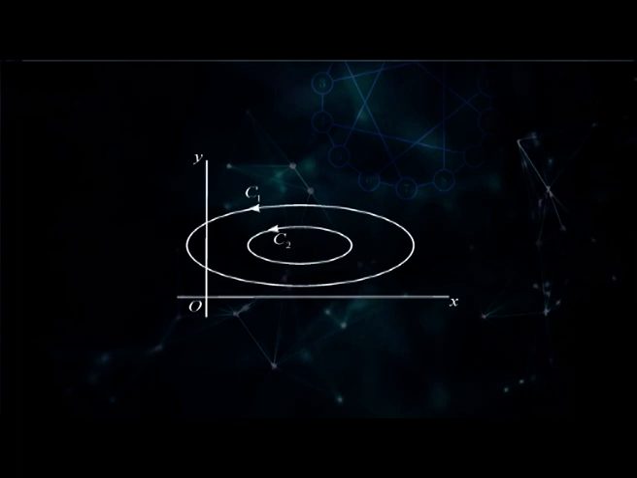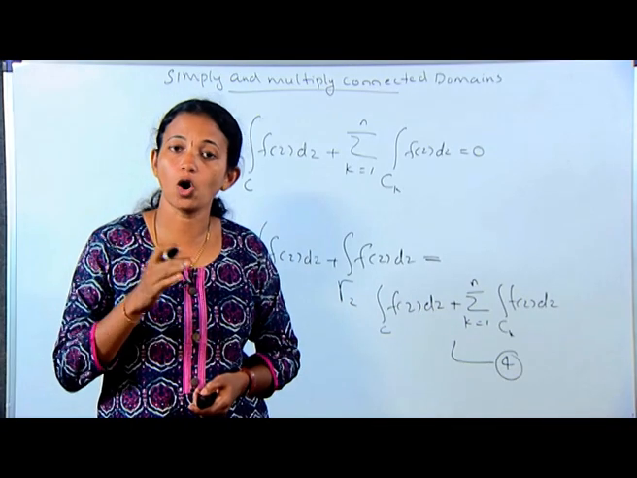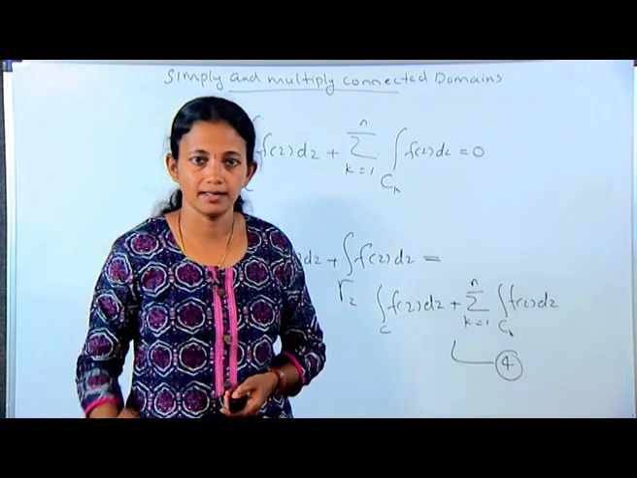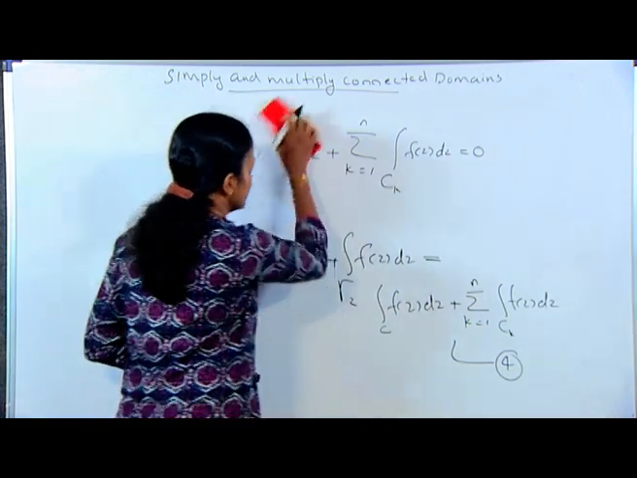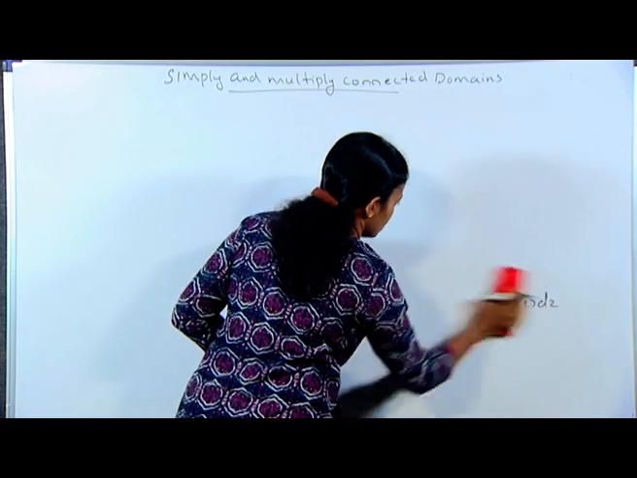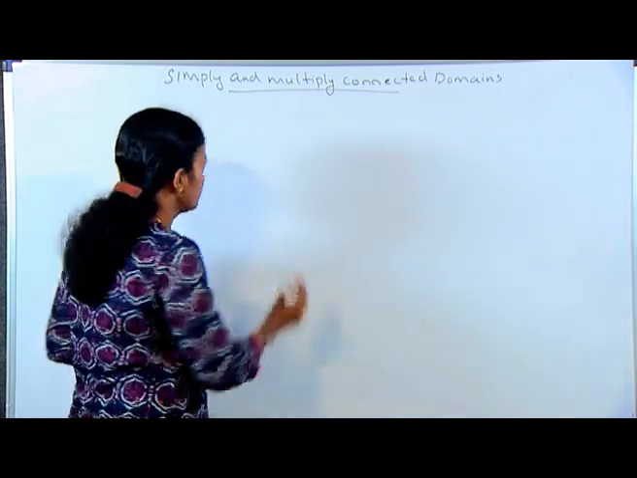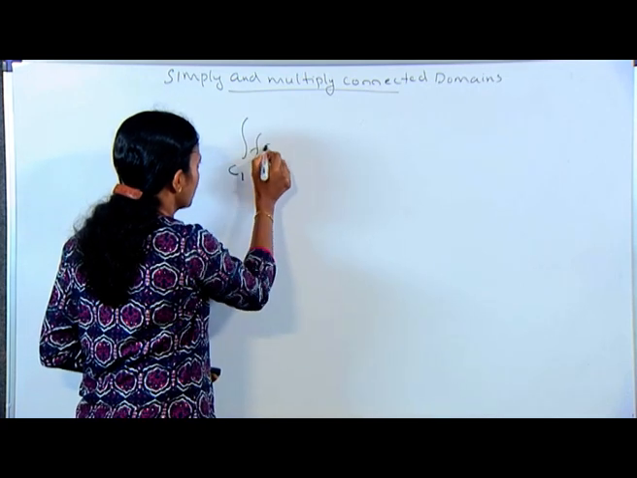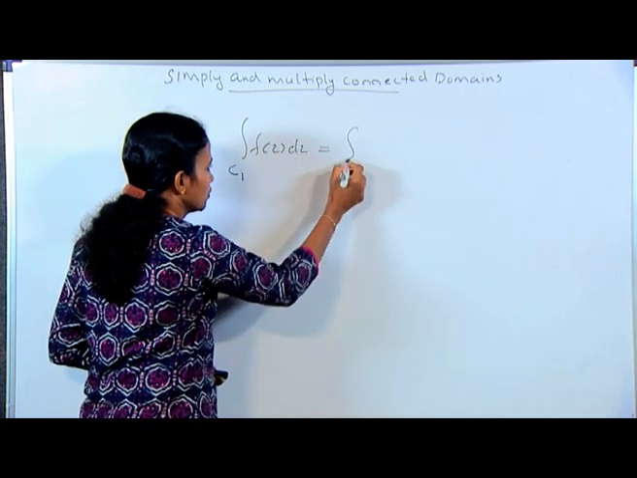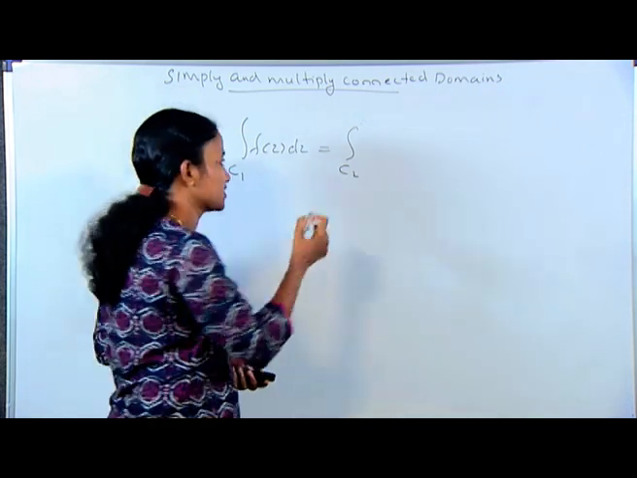Let C1 and C2 denote two positively oriented simple closed contours where C2 is interior to C1. If a function f is analytic in the closed region consisting of these contours and all points between them, then the integral over C1 of f(z) dz is equal to the integral over C2 of f(z) dz.